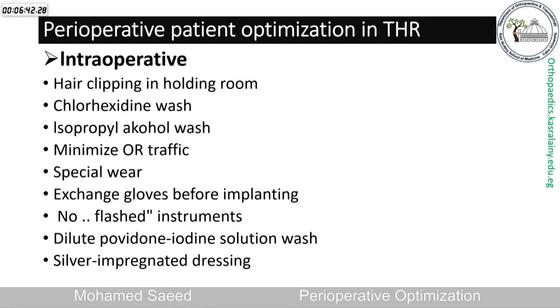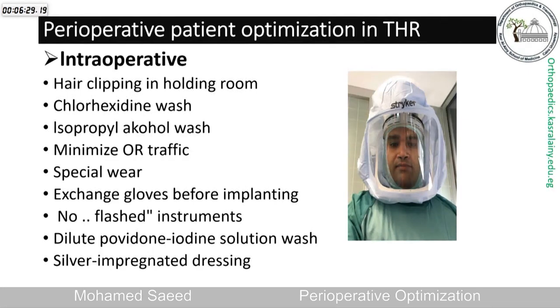بعديها كلوروكسيدين ووش، ايزو بريبار الكحول ووش، مينيمايز او ار ترافيك، سبيشال وير، في لبس جديد للعمليات للارثوبلاستي وورلد وايد بنمشي بيه دلوقتي زي كده بيبقى فيه فنتيليشن سيستم اوتسايد اوف ذا روم ده بيبقى انت لابس ماسك كامل ايزوليتد عن البيشنت وعن الانفايرمنت عشان ما يحصلش اي كونتامينيشن. You will exchange your gloves before implantation. No flushed instruments, مفيش حاجه نسيناها هندخلها فلاش ونشتغل بيها. All of the instruments are regularly sterilized. Post, بعد ما بنقفل الجرح, dilute povidone iodine solution wash and silver impregnated dressings.